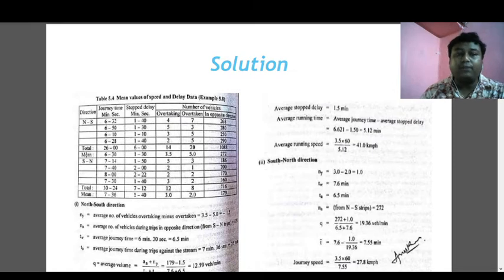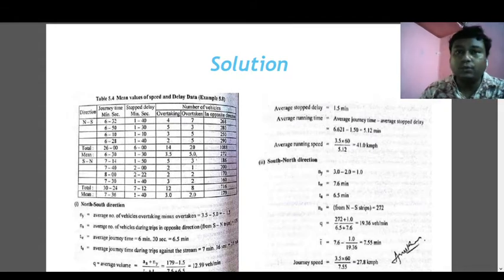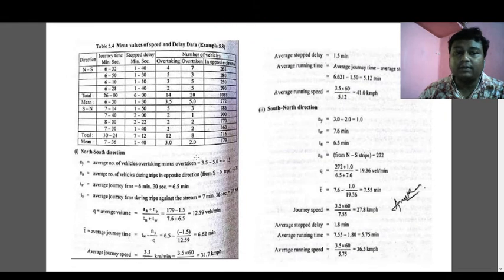Now we have to find the mean value. What is the total mean value? 26 divided by 4 is 6 minutes 30 seconds. 6 divided by 4 is 1 minute 30 seconds. Okay. Next is the overtaking, 3.5 and 272. In a similar way, we have to calculate the same values for the south north direction.